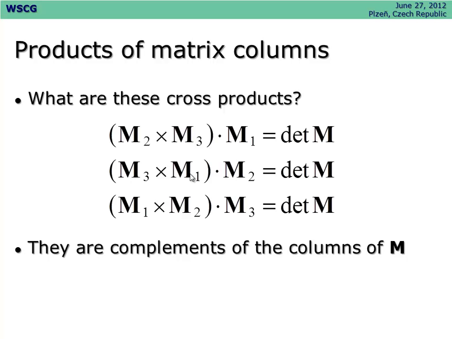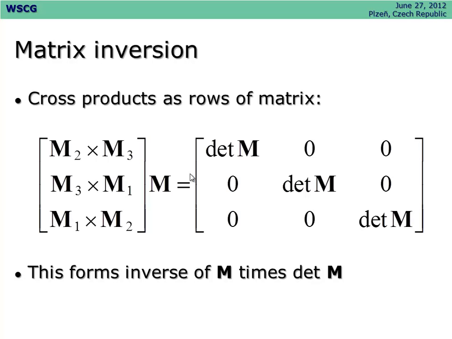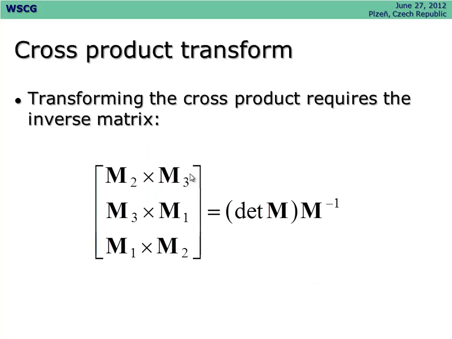So what does this mean? If we write this in matrix form, where these cross products of the columns of M are the rows of a matrix, and then we multiply by the original matrix M itself, that produces the same result: we end up with this diagonal matrix where the determinant of M is along the diagonal, which means that this matrix must be the inverse of M times the determinant of M, just like this.